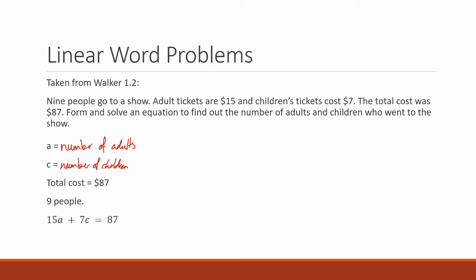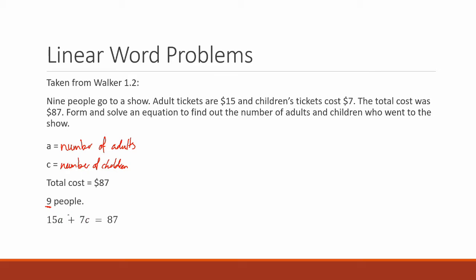So we're going to have to think about how we could rearrange this equation to get rid of one of these variables. I either have to get rid of the A or the C variable. And this is where the 9 people comes in. We know there's 9 in total. So we have a number of adults, and the number of children relative to that is 9 people minus the number of adults. Conversely, for the C value, the number of adults is 9 minus the number of children.